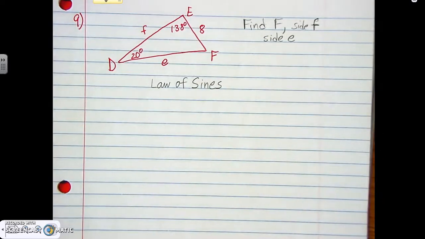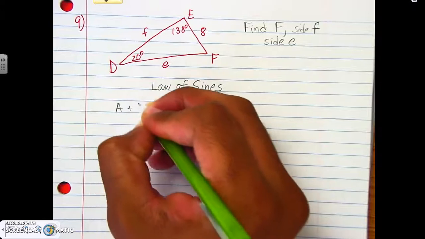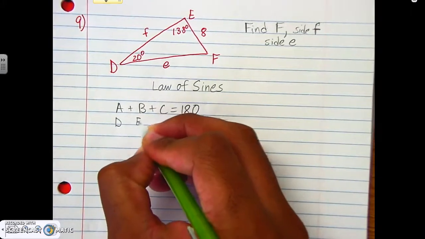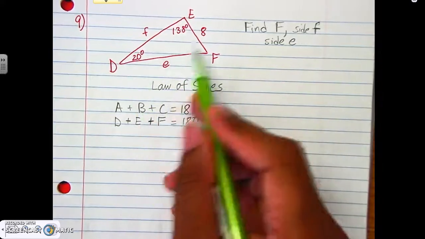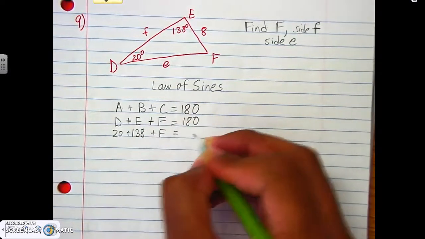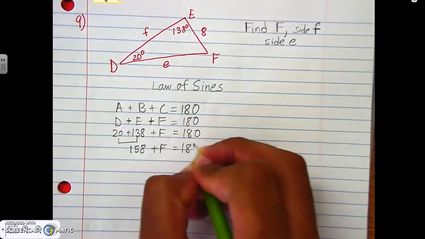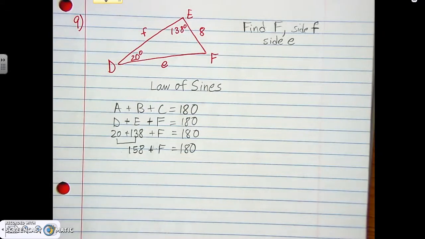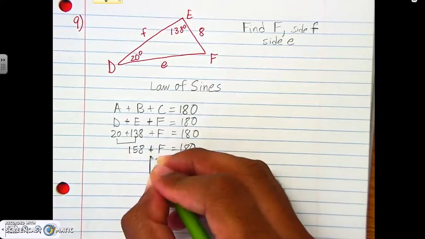And the first thing to do, since they gave us 2 angles, we need to add them. We need to find that 3rd angle. So we know here, we said A plus B plus C equals 180. If you go in alphabetical order again, D, E, and F, that works the same way. D, E, and F add up together to be 180 degrees. So here, E is 138. D is 20. So if we add those 2 together, that's 158 plus F equals 180. All right, and then if we subtract that 158 from 180, that gives us the answer of 22 degrees. So angle F is 22 degrees.